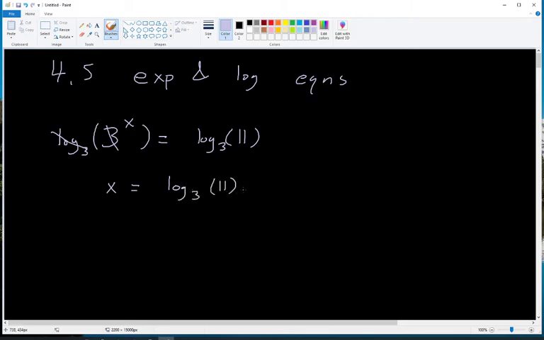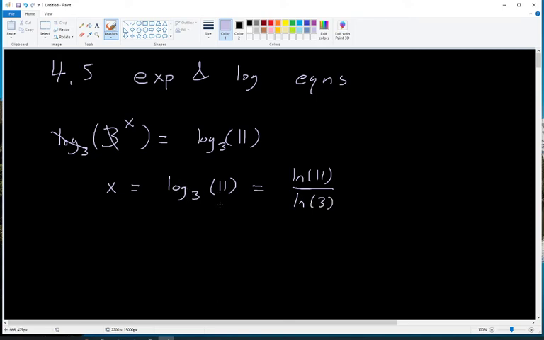The homework's going to ask you to round these to like 3 or 4 decimal places. The problem is those little scientific calculators don't have a log base 3 button. So we're going to use the change of base formula to convert these over to a button we do have, which is natural log. It'll be natural log of the parentheses stuff over natural log of the old base. That's equal to log base 3 of 11.